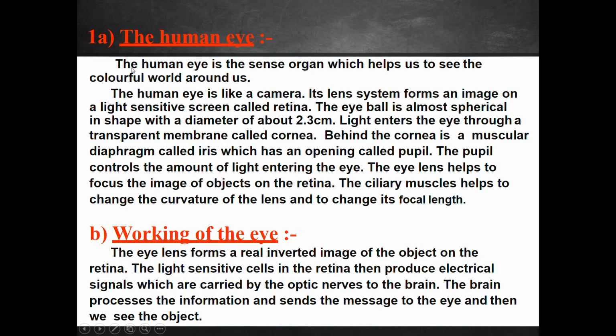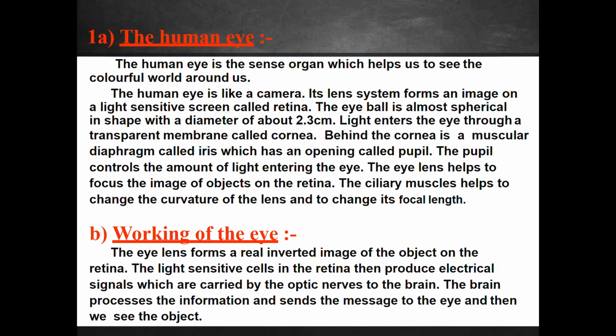The human eye, it's a sense organ and it helps us to see the colorful world around us. Now, human eye is acting like a camera because it has got a lens system inside it, and the image is captured with the help of this lens, and the image is formed on the retina. This retina is there on the back side of the eyeball. The eyeball is spherical in shape, diameter is 2.3 centimeters.